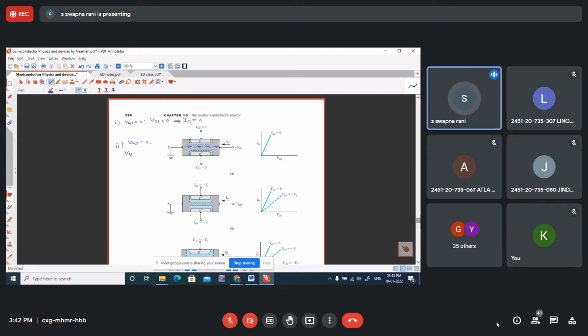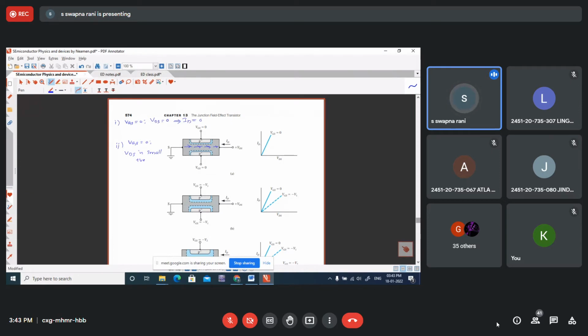And we started increasing VDS from 0. VDS is a small positive. So when there is a positive potential at the drain end, the charge carriers start flowing from source towards the drain end. And here, if you observe, VGS equal to 0.